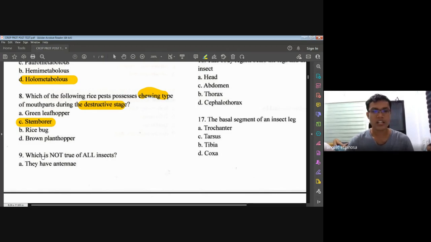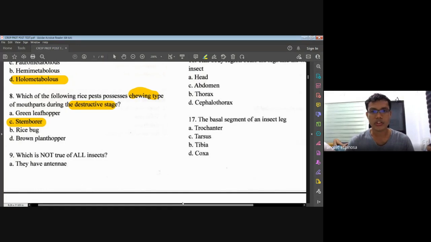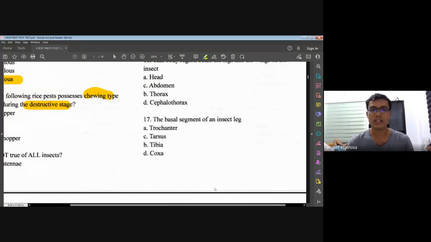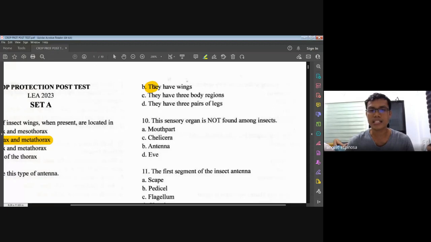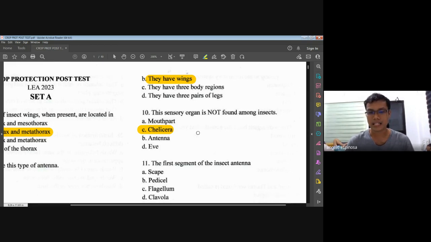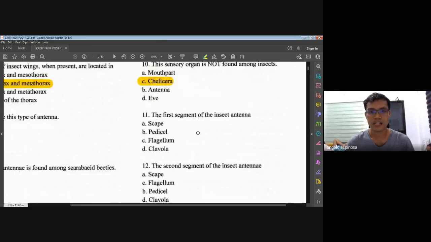Okay, next, number nine, which is not true of all insects? Alin daw sa mga sumusunod na choices ang hindi totoo sa insects? The correct answer here is letter B. They have wings. Kasi hindi naman lahat ng insekto merong wings. Okay, number 10, this sensory organ is not found among insects. The correct answer is letter C. Chelicera. That is not found in insects. Hindi po yan sensory organ ng insect.